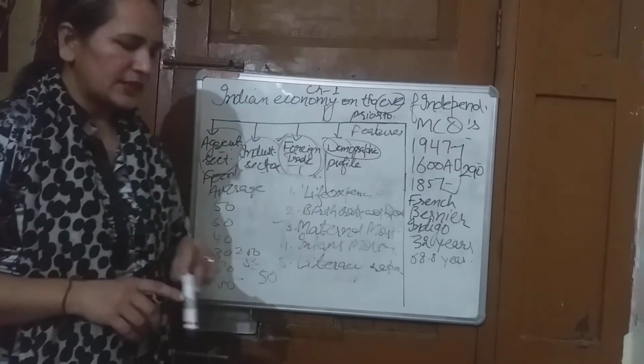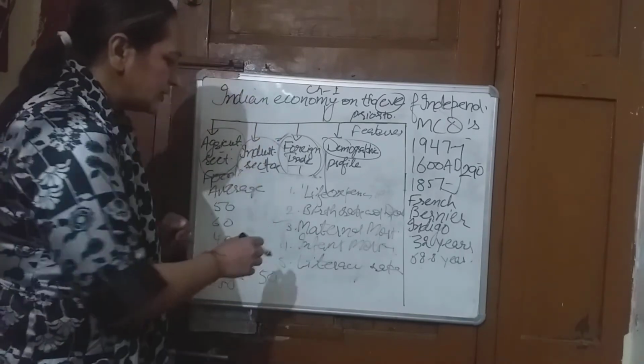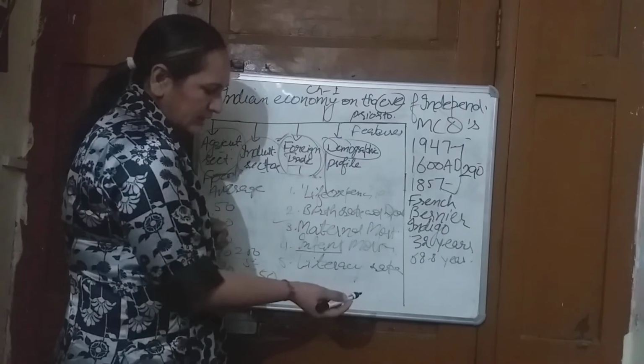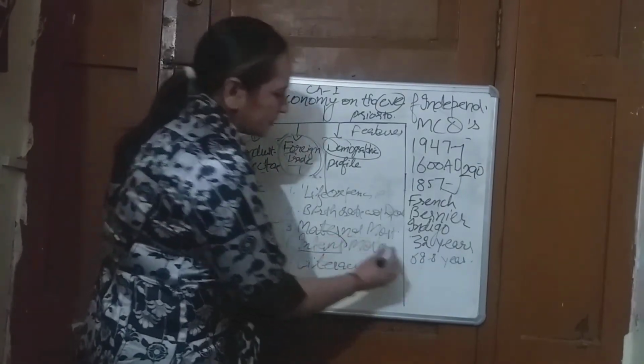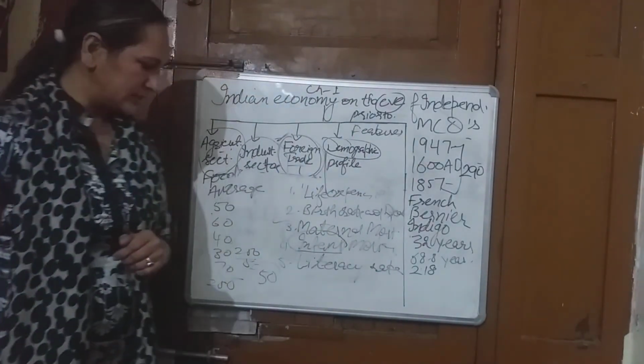Then infant mortality rate. Infant means the children below the age of 1 year. This was also very high in our country at that time. It is given in your book, that is 218 per thousand.